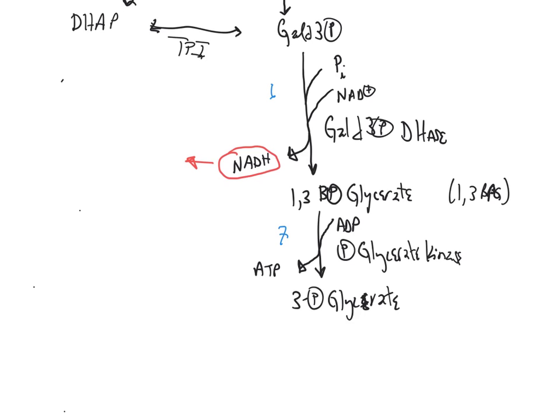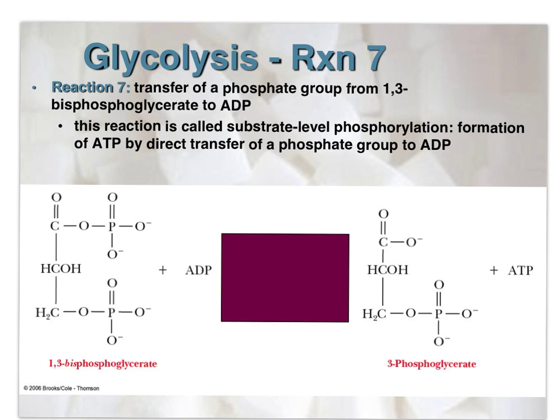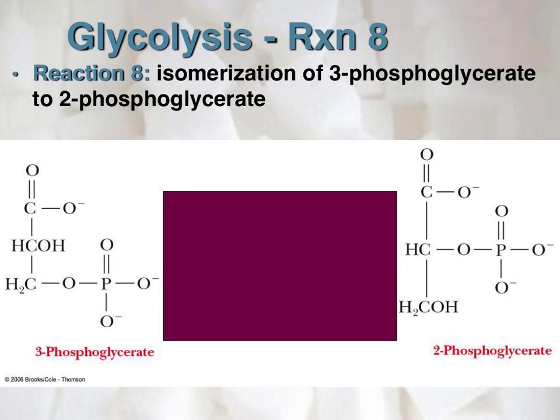Because you have to remember, from this point on, we multiply everything by 2, because we start off with 6 carbons, and so it's happening twice. But we used 2 ATPs in steps 1 and 3, so we just now broke even. And we still haven't come up with the 3rd checkpoint yet, of glycolysis. All right. Oops, that's reaction 7, which we covered. Reaction 8.